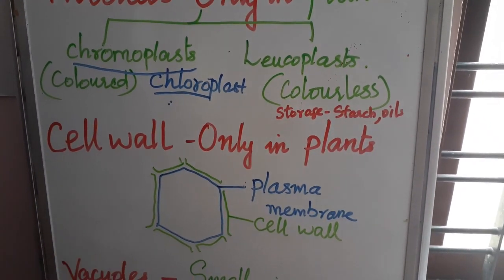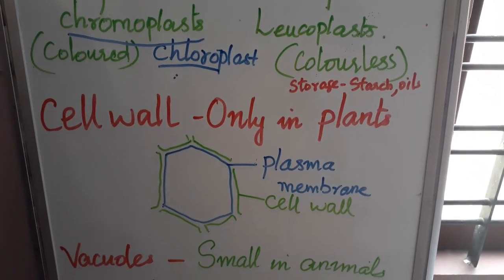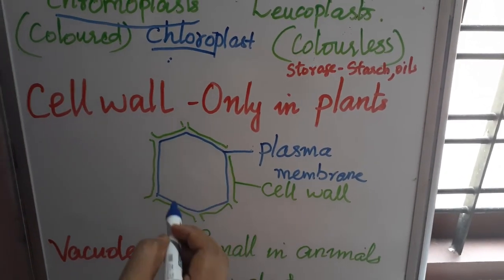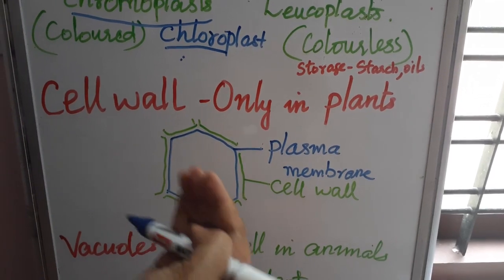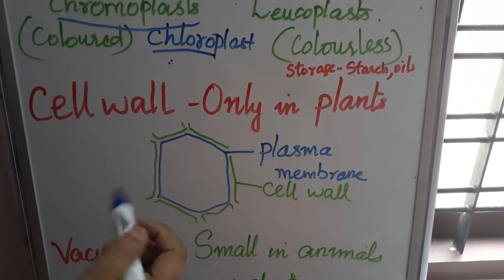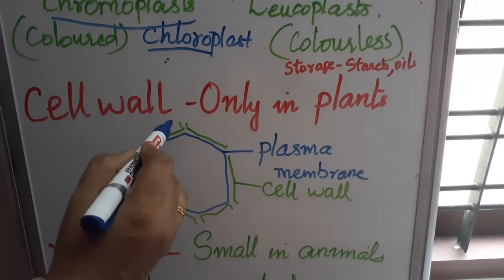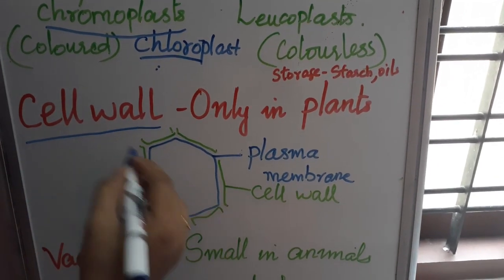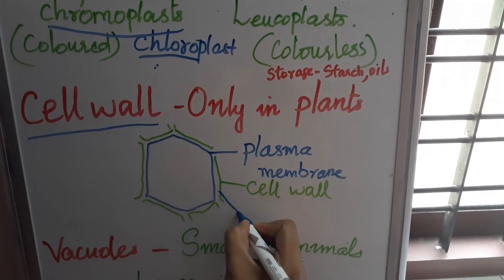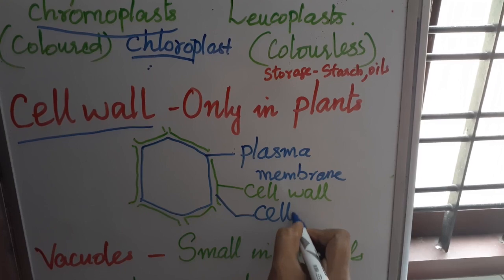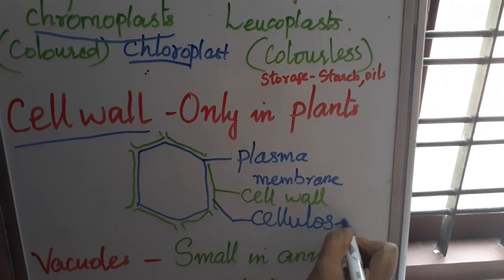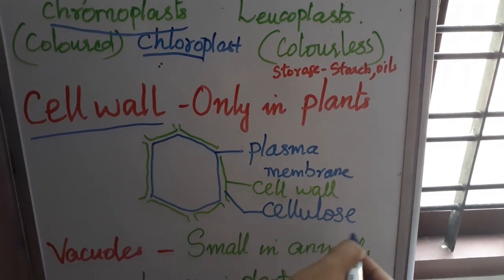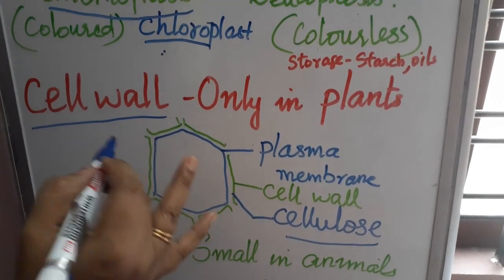The main purpose of the cell wall is that it will give protection to the cell. It will give turgidity and also rigidity to the cell, by the help of the cell wall. The cell wall is made up of cellulose. So it will be strong. When the cellulose is there, the plant cell will be strong.